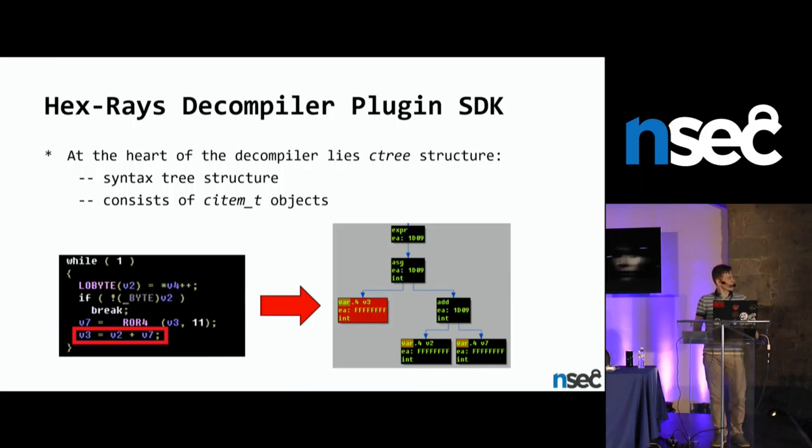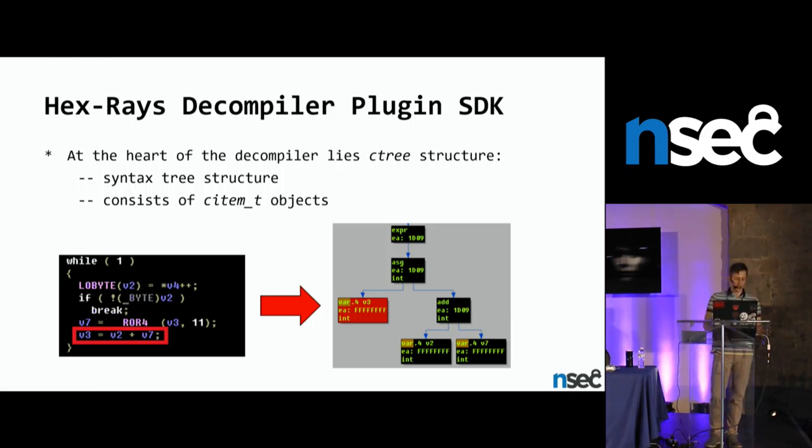There is an assignment operator here which corresponds to this equal sign. The variable 3 is located on the left-hand side of this operator, and on the right-hand side we have an addition, which takes two parameters, variable 3 and variable 7. So this is how ctree looks in the decompiler and how it works.